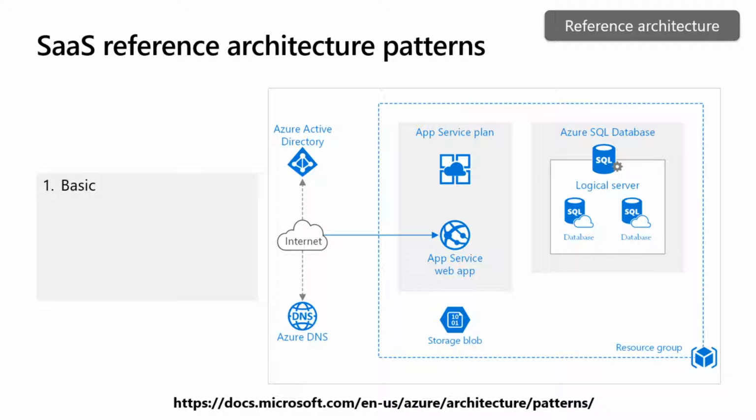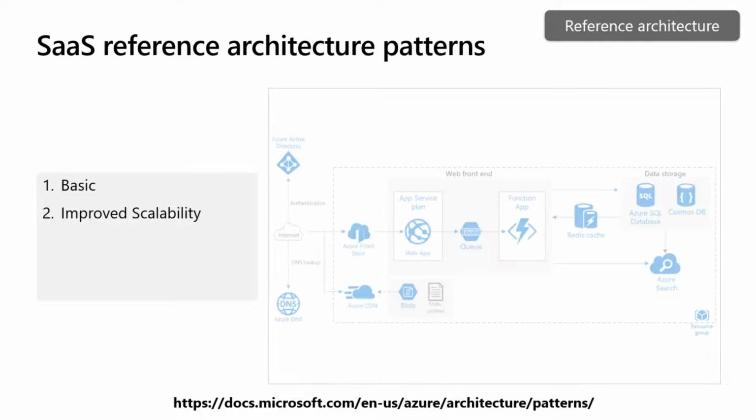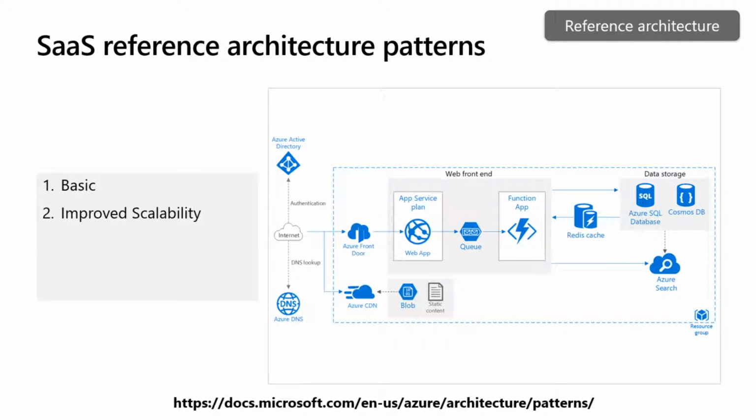Even if you have to do a global solution that is going to span multiple geographies, make sure that you go with a very simple design first, and then you can expand on things like improving scalability, right? So this is the previous example that we showed, where we have a queue, we have a CDN, and we have Redis Cache that will improve the scalability and the availability of that solution.